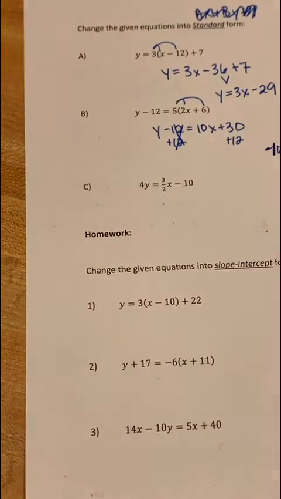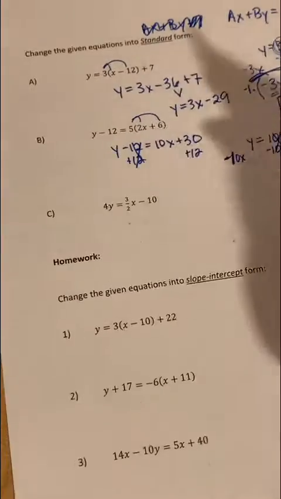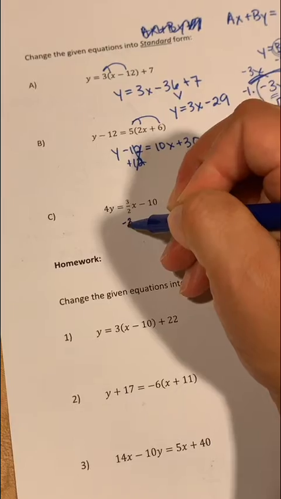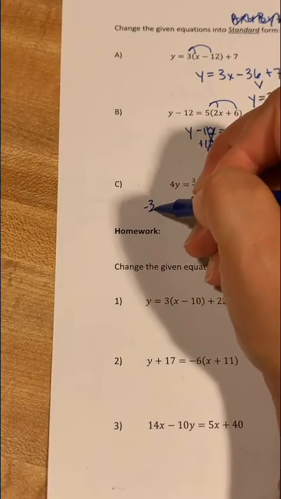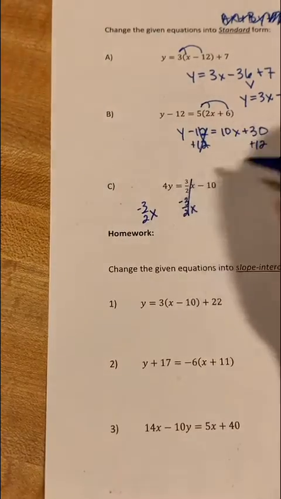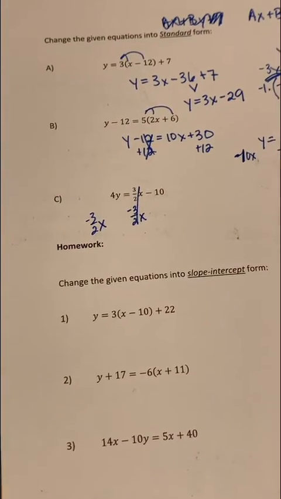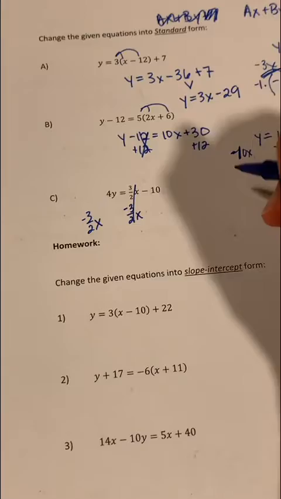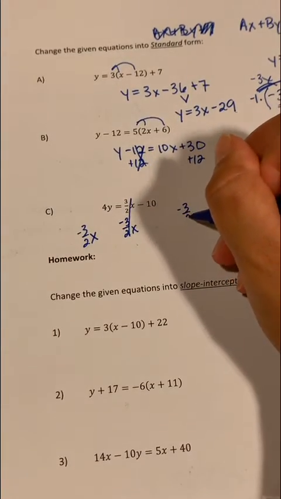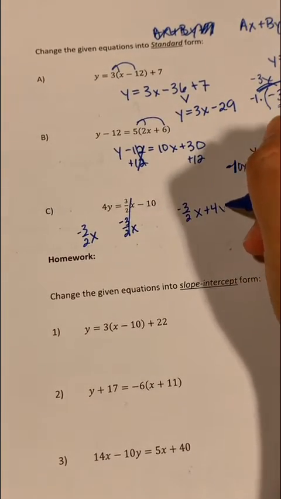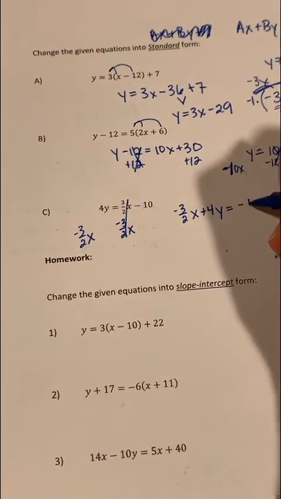So just like we did above, when it was 10x, I wanted to move it. I subtracted it. Even in fraction form, I do the same thing. Minus 3 over 2. So even as a fraction, I'm going to just do the same thing. If it's a positive, I subtract it. So I get negative 3 over 2x plus 4y equals, and that's a negative 10 still.